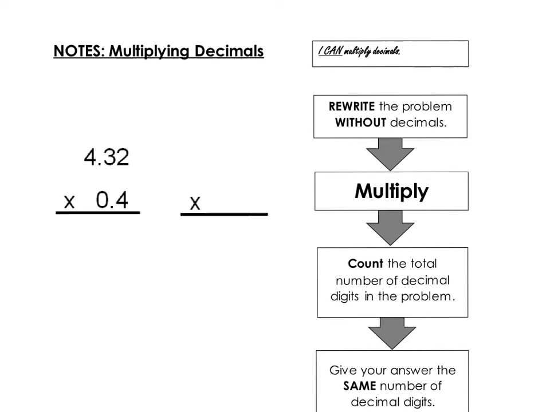All right, so we're going to look at how to multiply decimals today. And we're going to go ahead and read through the steps. If you look here, we have 4.32 times 0.4. And we're going to multiply it. I can multiply decimals. The first thing, step 1, that we are going to do is rewrite the problem without the decimals.